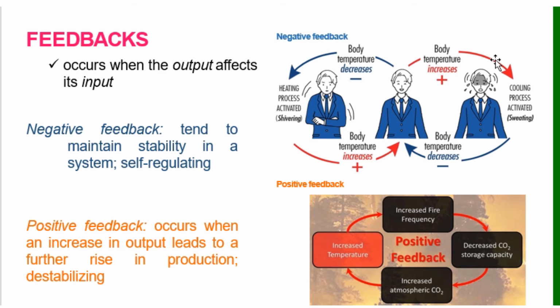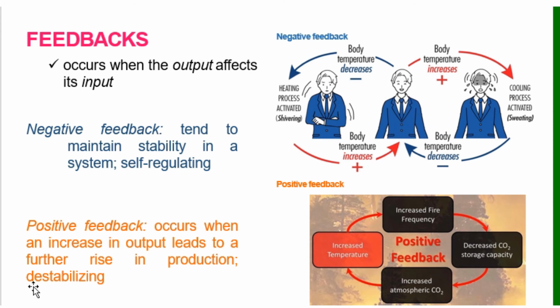So from increased temperature, your body will respond with a cooling process, sweating, and then your temperature will decrease, go back to the normal body temperature. So ladies and gentlemen, this is how our body works to achieve the negative feedback, the normal body temperature, not only in our body but as well as in the ecosystem.